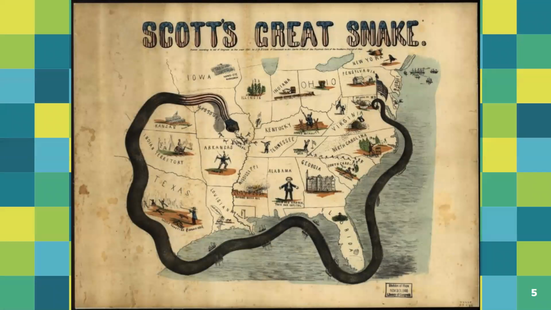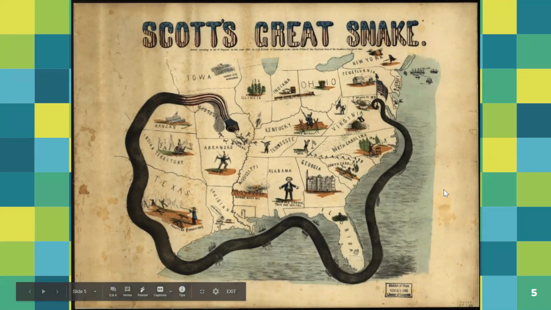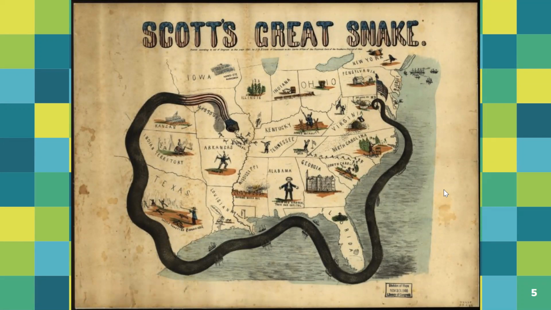Okay, and here you can see this is called the Great Snake. General Scott was the lead general of the Northern troops at the time, and it's supposed to be like an anaconda, where you have the boats sailing around the South and making sure they don't trade with any other country, cutting them off from Europe.